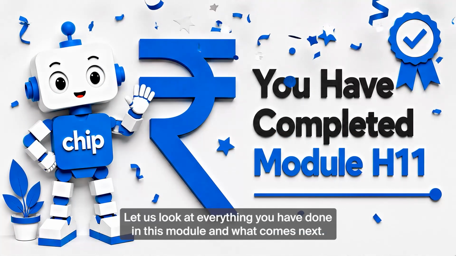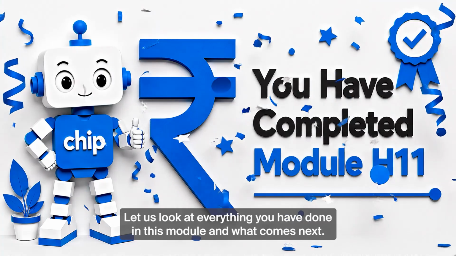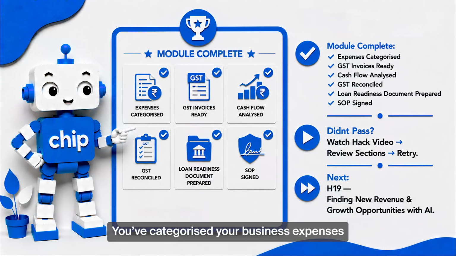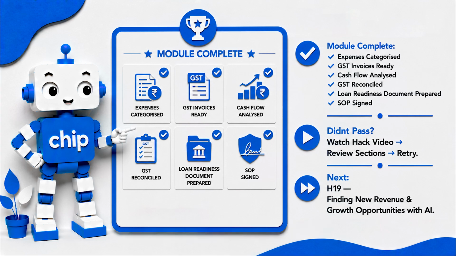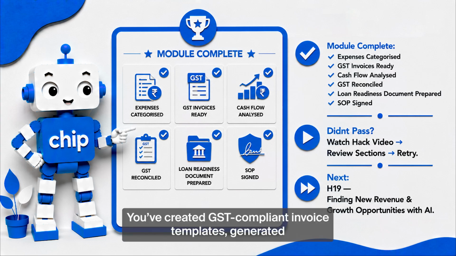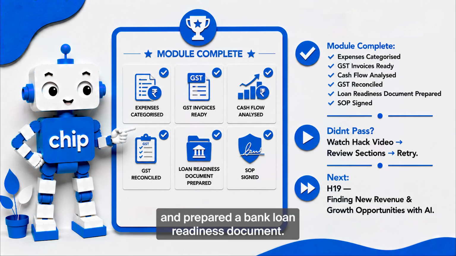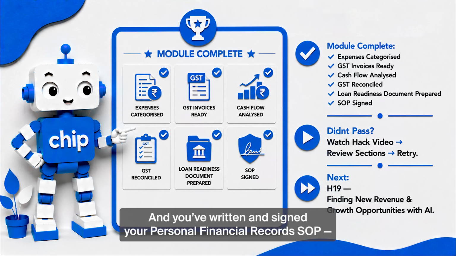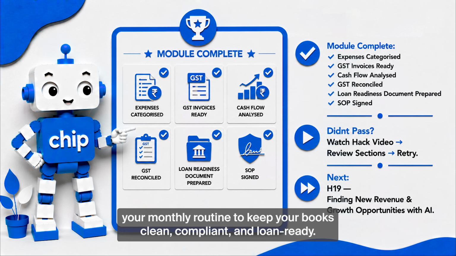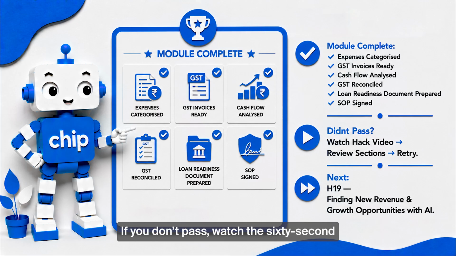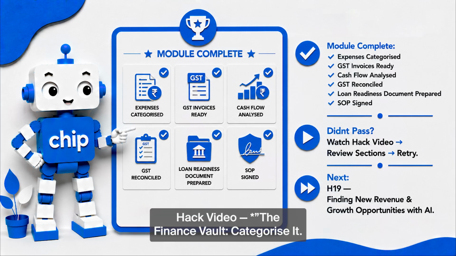Let us look at everything you have done in this module and what comes next. You've categorized your business expenses and organized your financial records. You've created GST-compliant invoice templates, generated AI-assisted cash flow summaries, reconciled your GST records, and prepared a bank loan readiness document. And you've written and signed your personal financial records SOP, your monthly routine to keep your books clean, compliant, and loan ready. If you don't pass, watch the 60-second hack video.